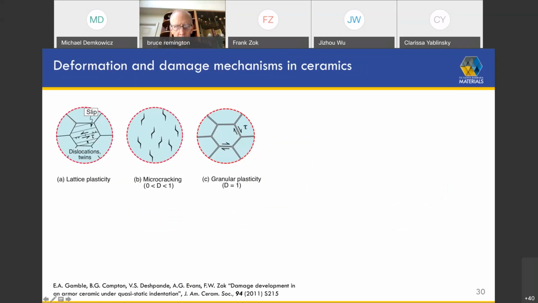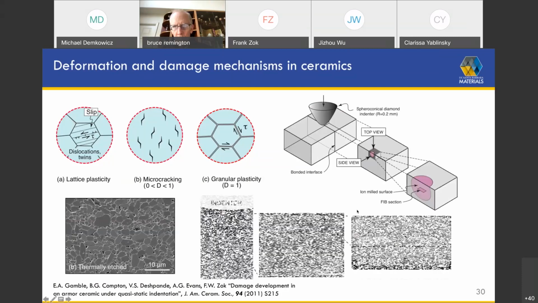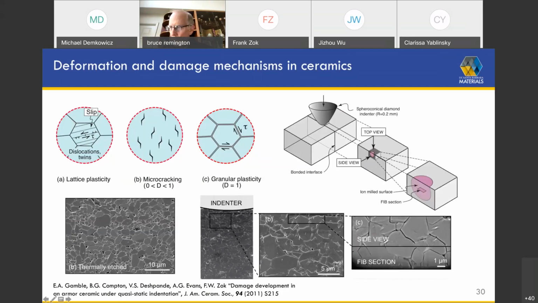We can have lattice plasticity, dislocation plasticity as we have in metals. You could also have twinning. You have microcracking. And once the microcracks link up, you get essentially full comminution and you get subsequently granular plasticity. Okay? And so this is just an example showing the nature of this microcracking and granular plasticity in an armor alumina. I won't get into the details of this, except to point out here that all of the grain boundaries in this material beneath this indenter have undergone extensive microcracking.